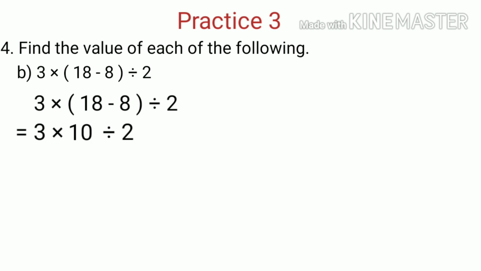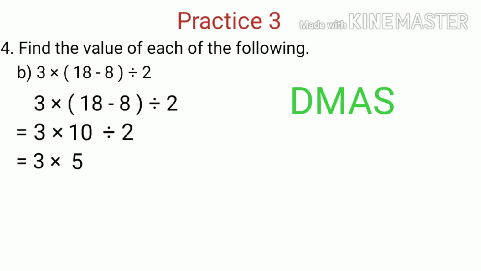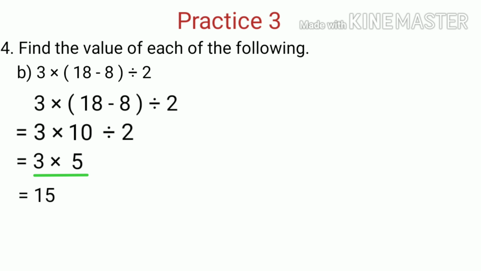And this expression involves multiplication and division. Now we can use the DMAS rule. According to the DMAS rule, we should carry out division before multiplication. So we will divide 10 by 2. When we divide 10 by 2, we get 5. So the expression becomes 3 into 5. Now we can multiply 3 by 5. And when we multiply 3 by 5, we get 15. So 3 into open bracket 18 minus 8 close bracket divided by 2 is equal to 15.